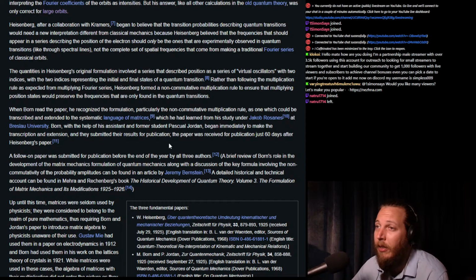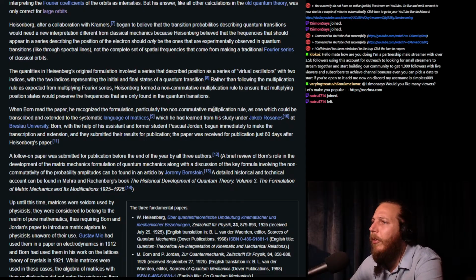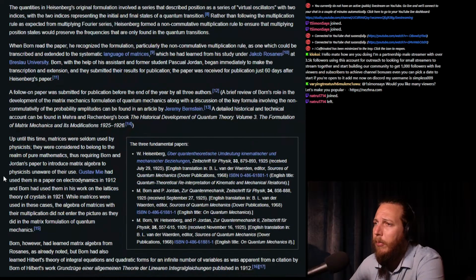I'm losing it. When Born read the paper, he recognized the formulation, particularly the non-commutative multiplication rule, as one which could be transcribed and extended to the systematic language of matrices, which he had learned from his study under Jakob Rosanes at Breslau University. Born, with the help of his assistant and former student Pascual Jordan, began immediately to make the transcription and extension, and they submitted their results for publication. The paper was received for publication just 60 days after Heisenberg's paper. Neat. A follow-on paper was submitted for publication before the end of the year by all three authors.